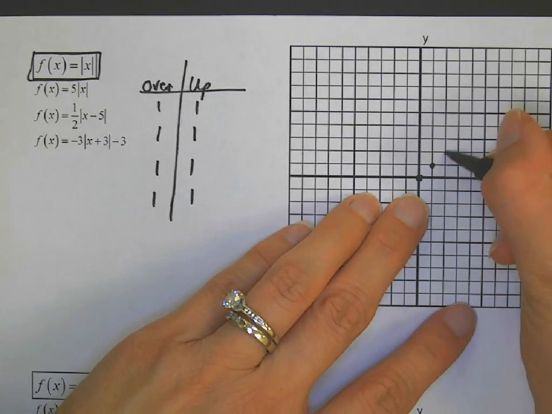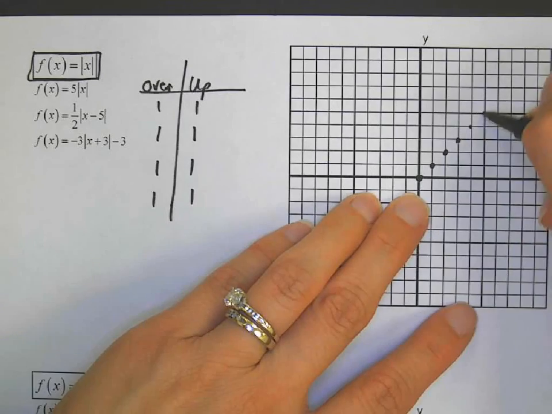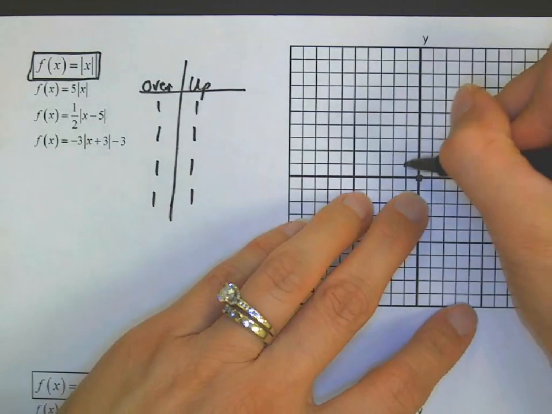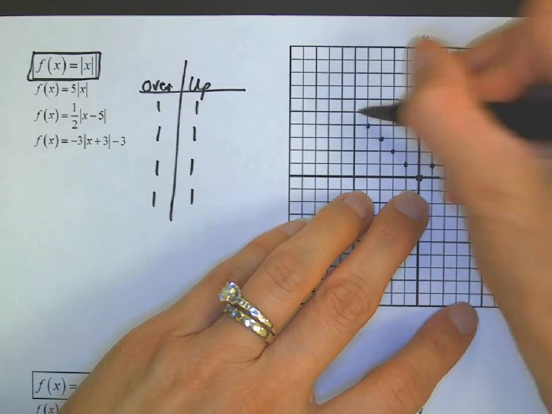Okay, so let's graph our basic. Make sure you put as many points as you can all the way to the edge of the graph paper. Don't be lazy.